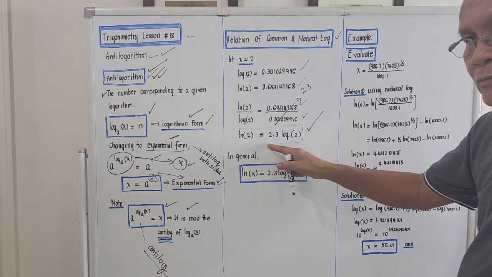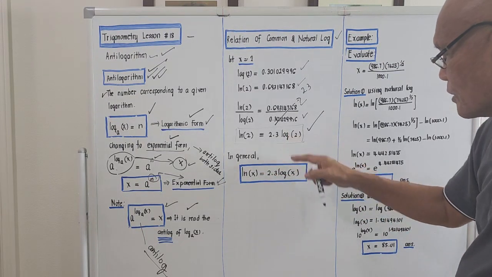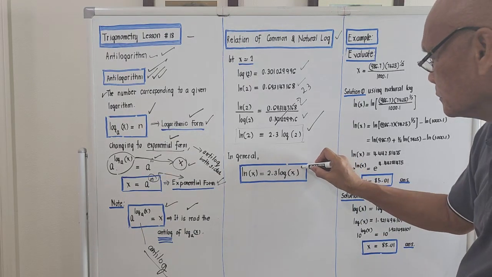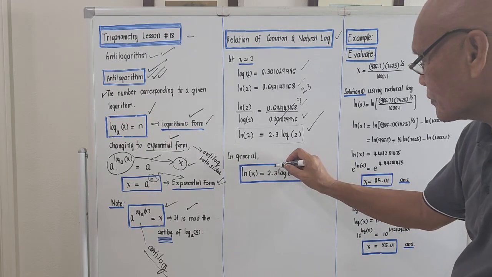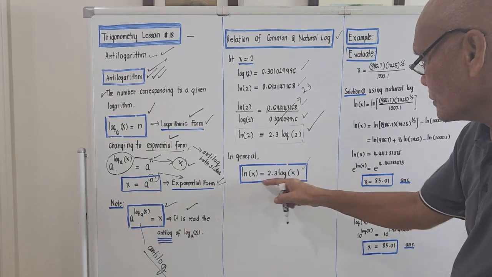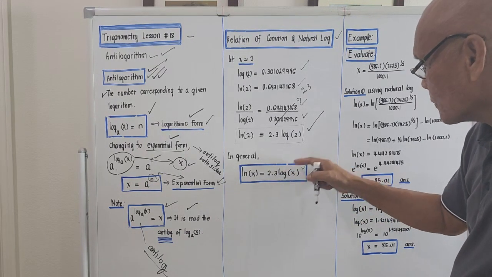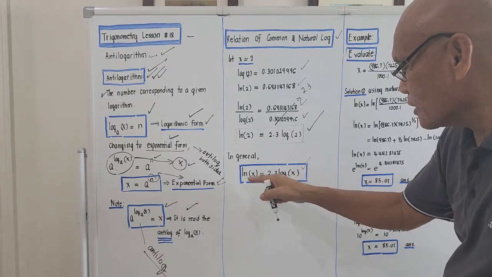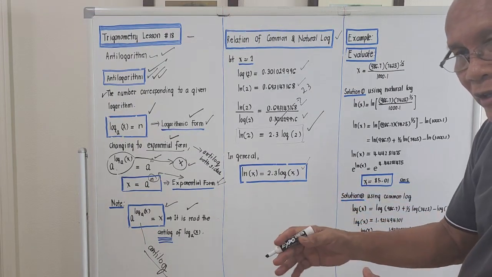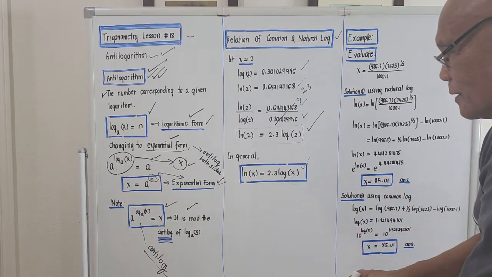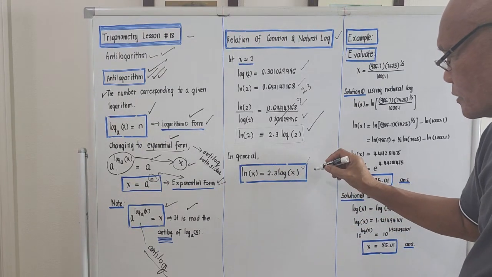So in general now, the natural logarithm of any number should be equal to 2.3 times the common logarithm of that given number. The natural logarithm is bigger than the common log because there is a factor 2.3 over here. For these two things to be equal, we will be multiplying the common logarithm of x by 2.3 to be equal to the natural logarithm of x. So in general, the relationship between natural logarithm and common logarithm of any given positive real number is natural logarithm of x equal to 2.3 times the common logarithm of x.